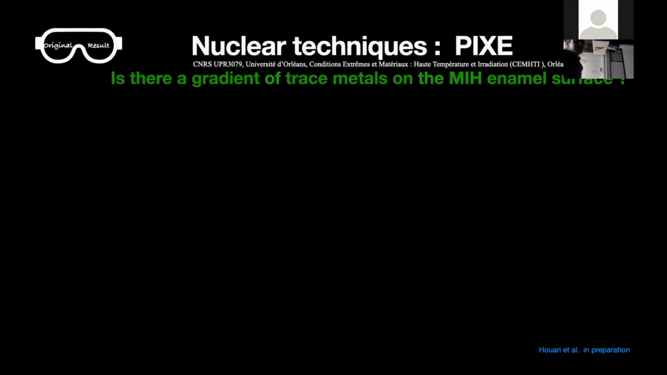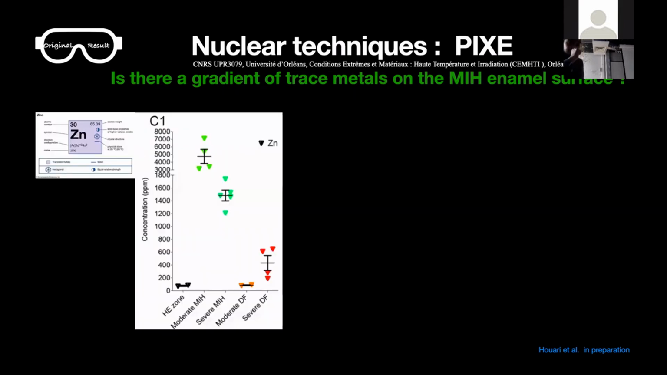Then, thanks to another collaboration in Orléans, in the lab in a platform called Cyclotron, we performed two nuclear techniques. The first one is called PIXE, which uses X-ray emission to see if we have some gradient of, for example, trace metals in our pathology. And first we observe that the element zinc was clearly impacted in MIH pathology. And you can see here that, comparing to healthy enamel in black, we have a huge increase of zinc.